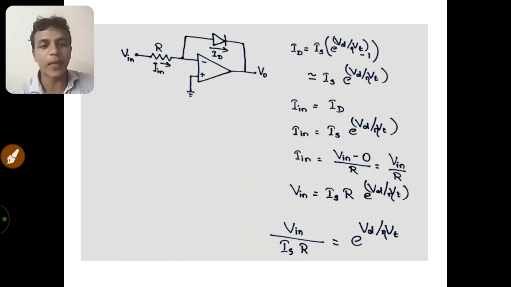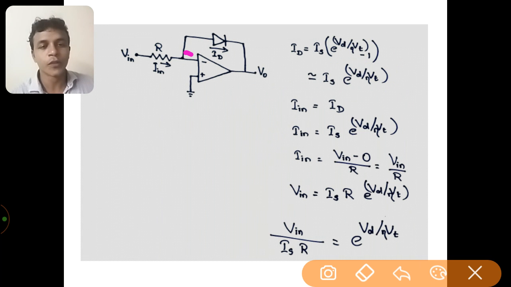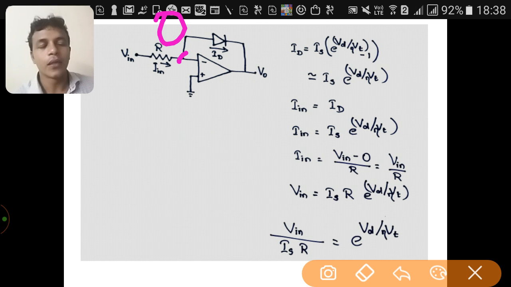Now we are going to apply Kirchhoff's current law at this node. To find the current passing through this resistor, we apply KCL here. At this node the voltage is 0. We already know that at this point the voltage is 0.